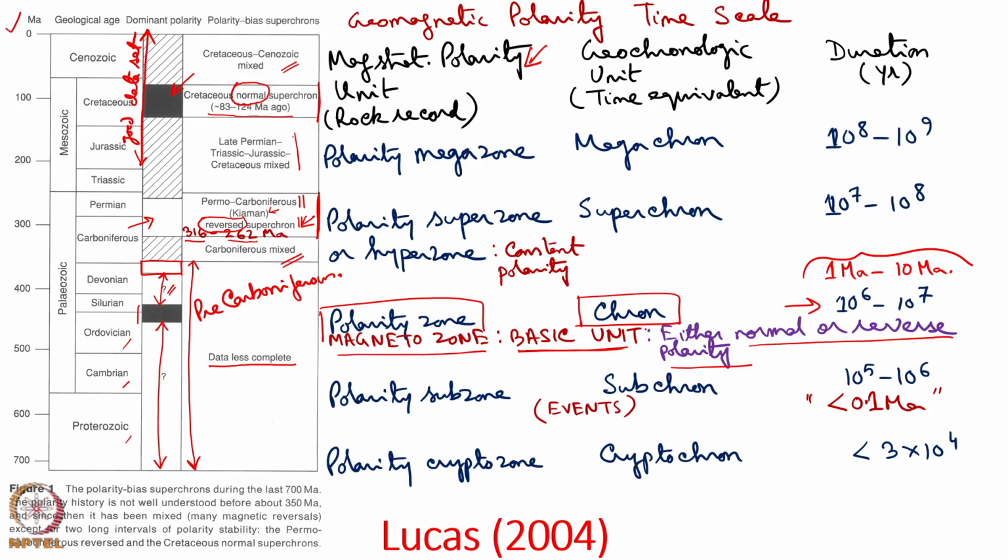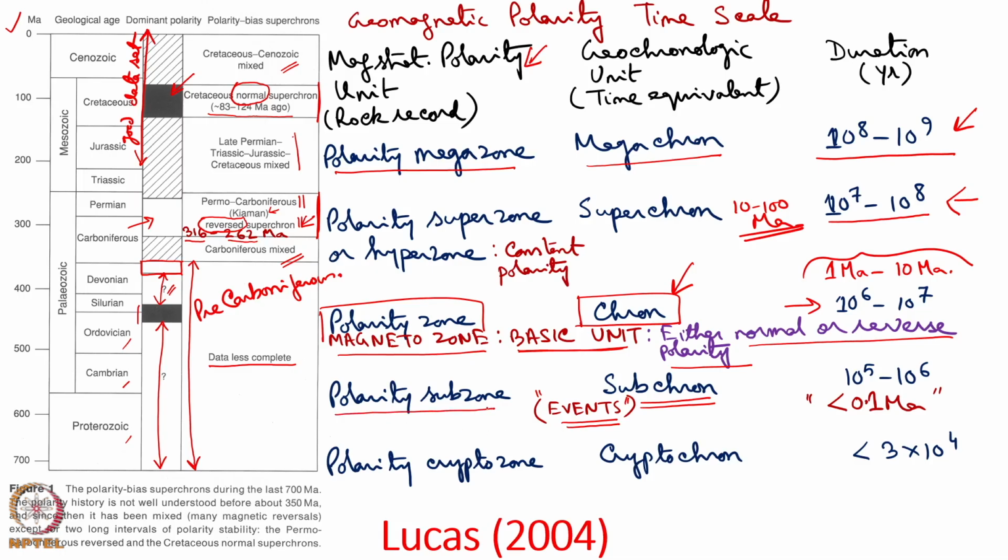Several chrons can be grouped into a superchron whose duration is 10 to the power 7 to 10 to the power 8 years. That means 10 million years to 100 million years, and several superchrons can be clubbed together as the polarity megazone, and in terms of the geochronologic unit, megachron is 10 to the power 8 to 10 to the power 9 years. A chron can be divided into smaller parts, the subchron, where the word events is used, and the magnetostratigraphic polarity unit is called the polarity subzone.